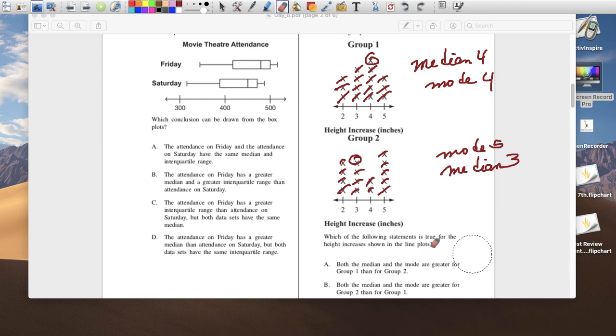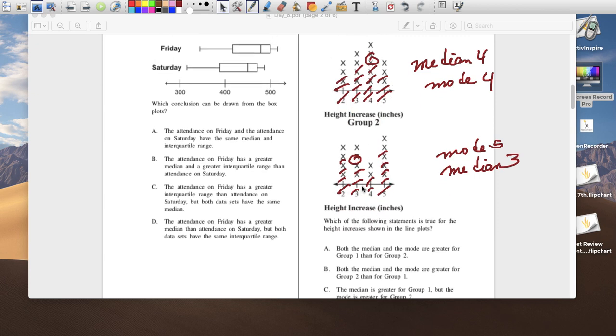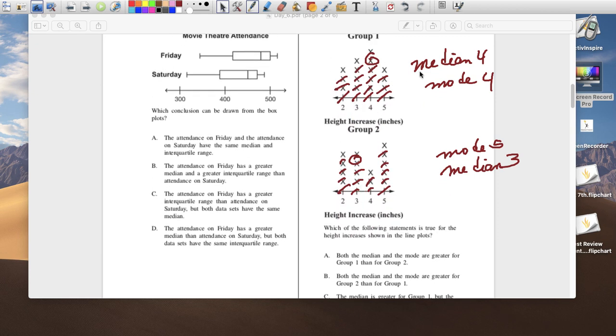So both the median and the mode are greater for group 2 than group 1. Are these two values, 5 and 3, greater than these two? No, it's not. That's not true. C: the median is greater for group 1. Yes, so for group 1 the median was 4, and for group 2 the median was 3, so that's true.